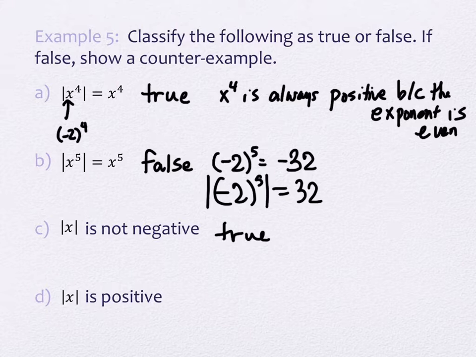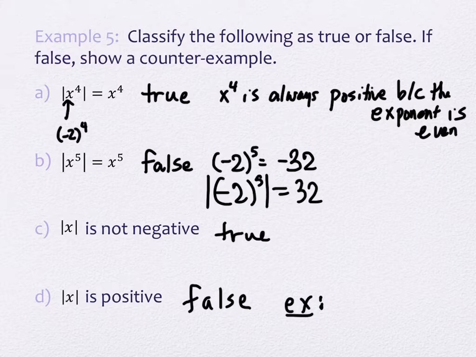No, it's not positive. Okay. The answer is false. But if I put false, it means I need to create a counterexample. Is there any number that could be a distance that's not positive? Say it louder. 0. 0.